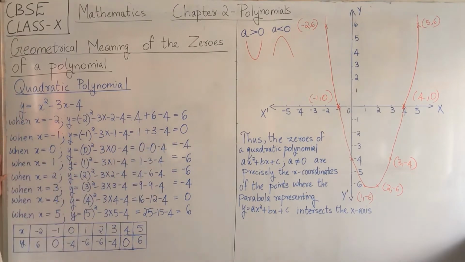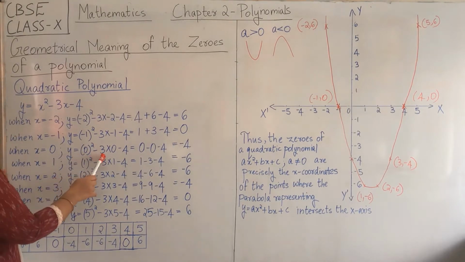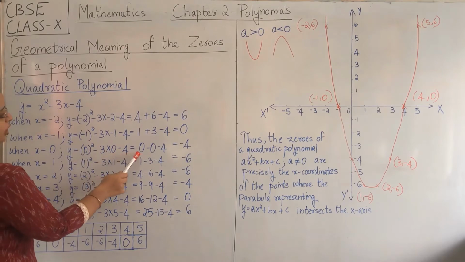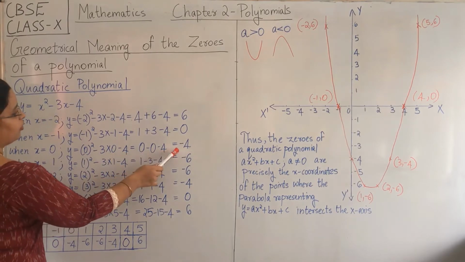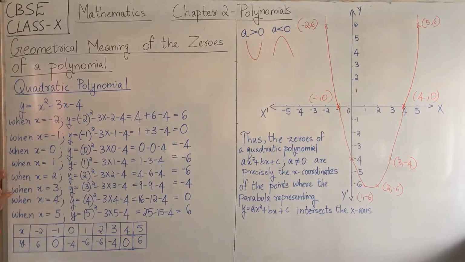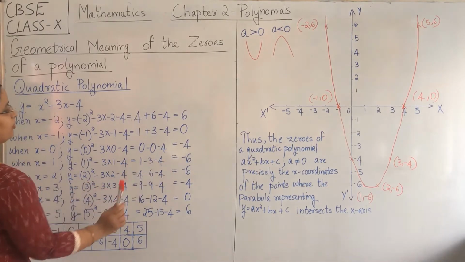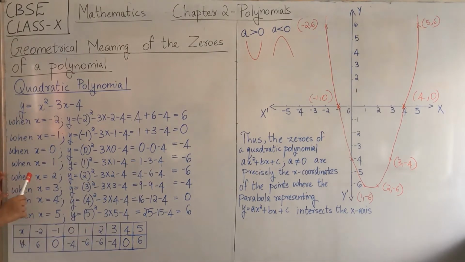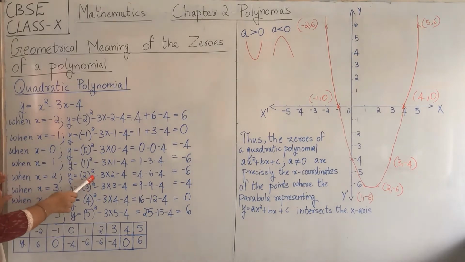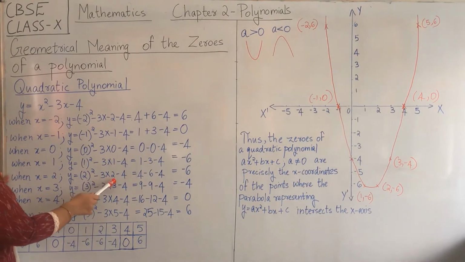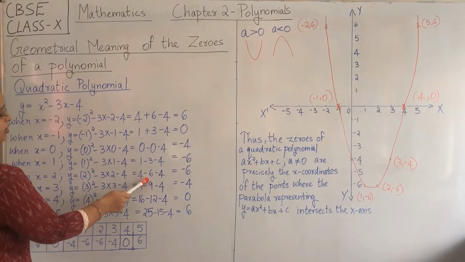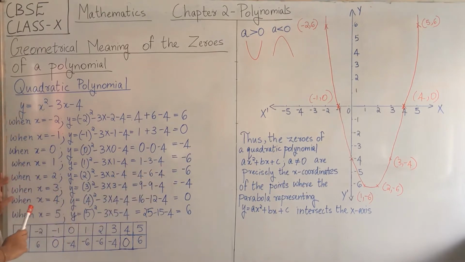= 0. Then x = 0, y = 0² - 3(0) - 4 = 0 - 0 - 4 = -4. Then x = 1, y = 1² - 3(1) - 4 = 1 - 3 - 4 = -6. Then x = 2, y = 2² - 3(2) - 4 = 4 - 6 - 4 = -6.